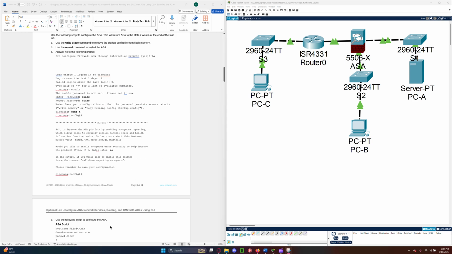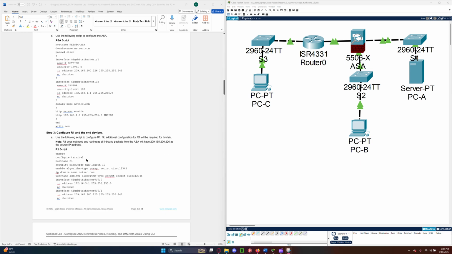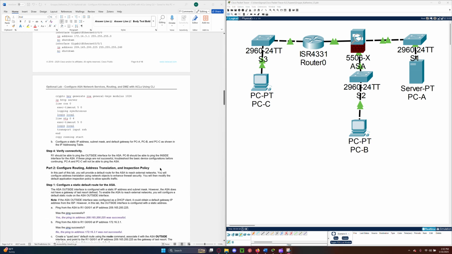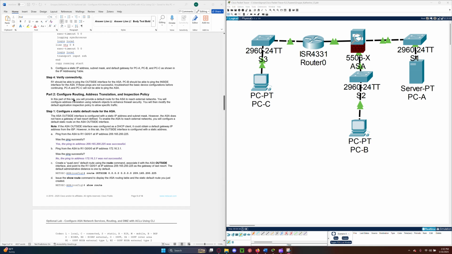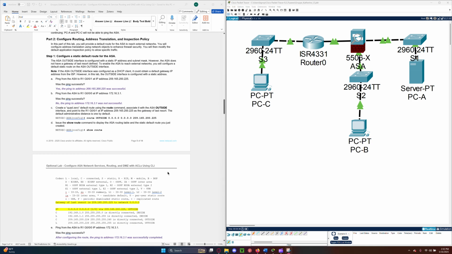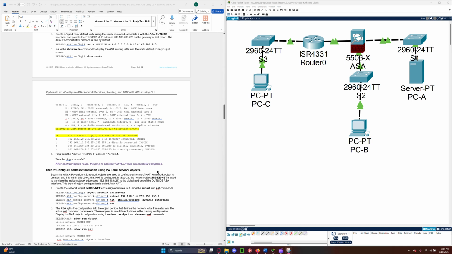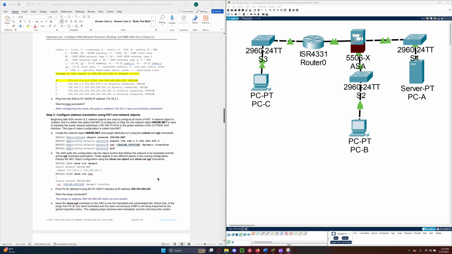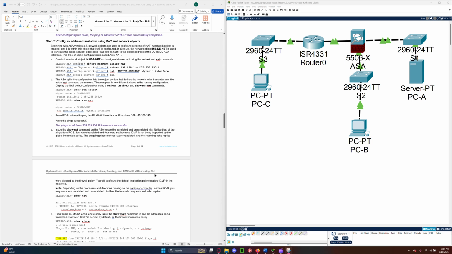So I copied all of this. I kept all this. I did not have to complete this part because it was already done. I was able to verify these pings and everything before it was completed. I did not have issues here. I'm trying to think. Did not have issues here.